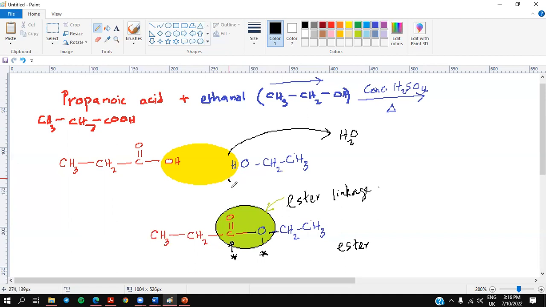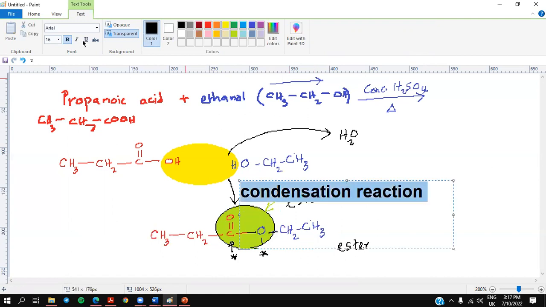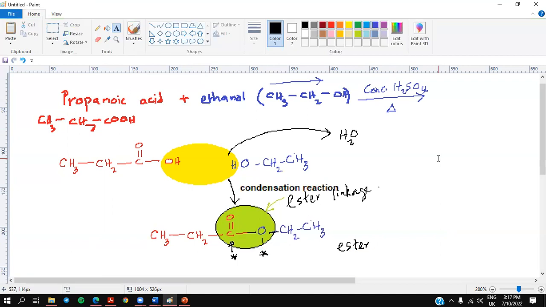I told you esterification reactions or ester formation reactions are condensation reactions. Do you remember that? This is a condensation reaction. I just read out a sentence also to explain why this is called a condensation reaction. It's because two molecules join together making a bigger molecule. See, propanoic acid here, ethanol here. When they join together, you get a very big molecule. And to allow these molecules to come together and make this ester linkage, one water molecule goes out. Therefore, this is a condensation reaction.